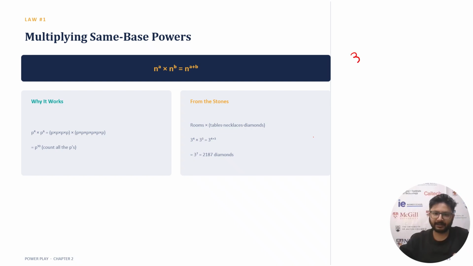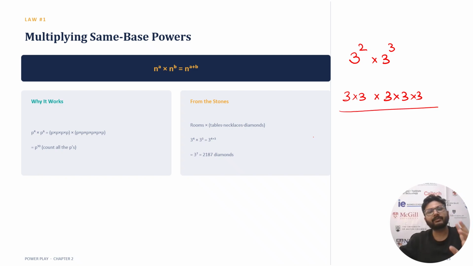So for example, 3 to the power 2 multiplied by 3 to the power 3. This is nothing but 3 into 3, and 3 into 3 into 3. How many 3's are visible to me? This is basically 3 to the power 5. So can I say this is 3 to the power 5? It is nothing but the addition of the powers.